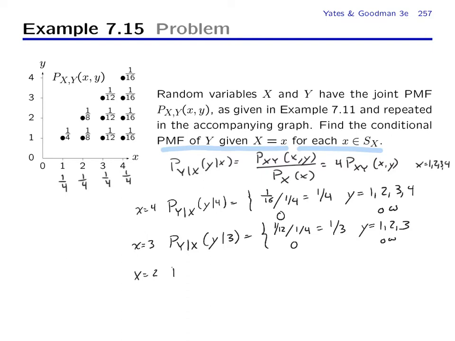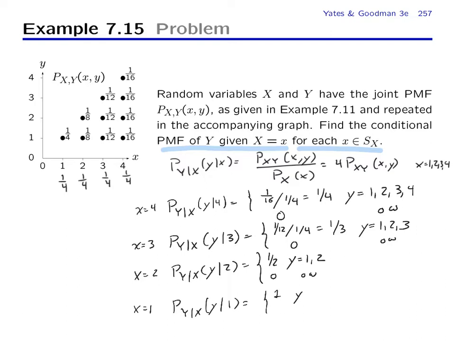At x equals 2, we have the conditional PMF of y given x is 2, and this will be a half for y equals 1, 2, and 0 otherwise. And for x equals 1, we have the singleton PMF. In fact, we know if x equals 1, y has to be 1. And so all of the probability is on y equals 1.